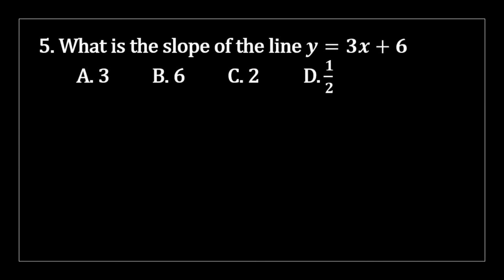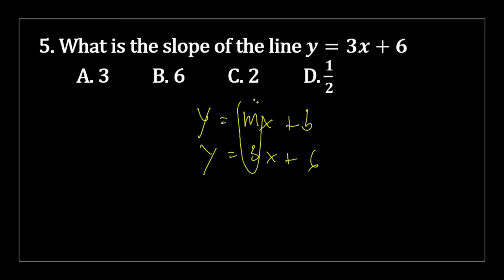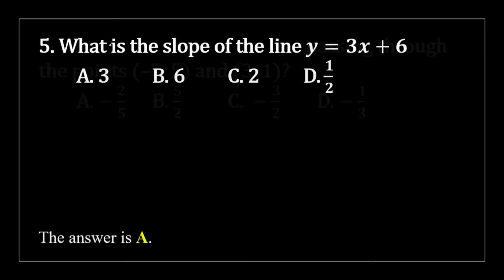What is the slope of the line y is equal to 3x plus 6? To get the slope, we need to know the slope form of a linear equation, and that is y is equal to mx plus b. Since y is equal to 3x plus 6 is in slope form, we can say that the value of our slope is 3. M corresponds with slope. So the value of our slope is 3.